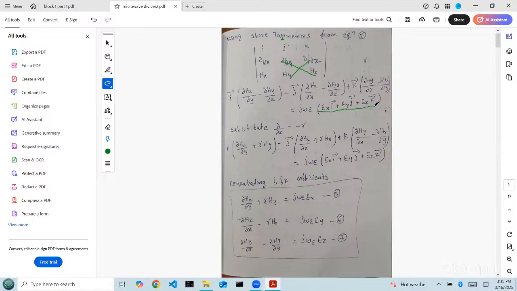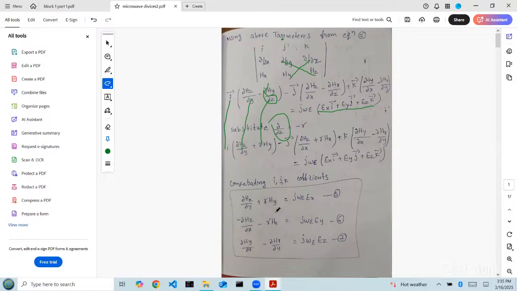Expressing the above curl equation in terms of XYZ, putting dou by dou z equal to minus gamma. Just observe in which place I am keeping dou by dou z. Substitute in the first equation: I is written as it is, dou hz by dou y is written as it is. In terms of dou by dou z, what do I have to keep? Minus gamma. Minus of minus is plus gamma hy. First term we got.